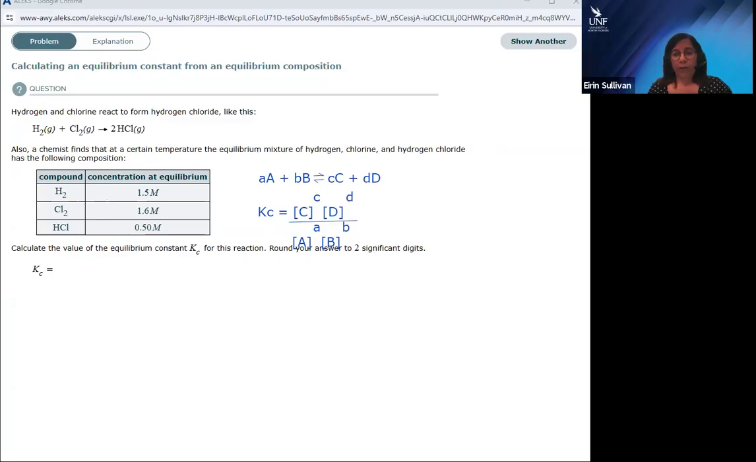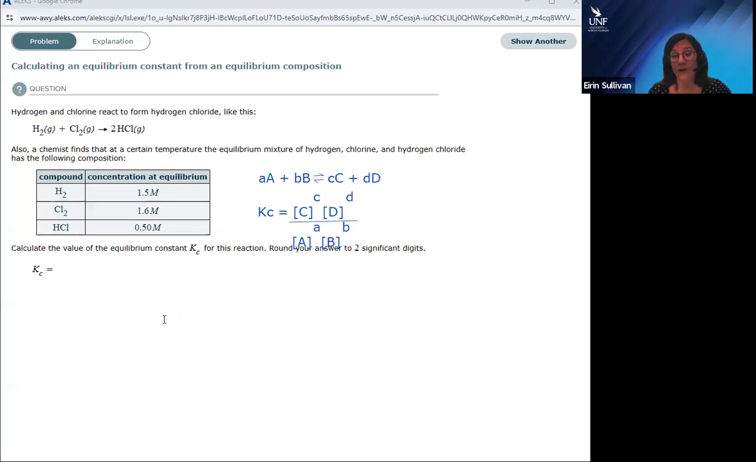That would be fine. So remember, for heterogeneous equilibria, if anything is in the solid or liquid state, we do not include it in the equilibrium constant expression. For any generic equilibrium reaction, you can write an equilibrium constant expression of the form: the concentration of each product raised to the power of its stoichiometric coefficient, divided by the concentration of each reactant, each raised to the power of its stoichiometric coefficient from the balanced chemical equation. That's the general form any equilibrium constant expression will take, leaving out anything in the solid or the liquid state.